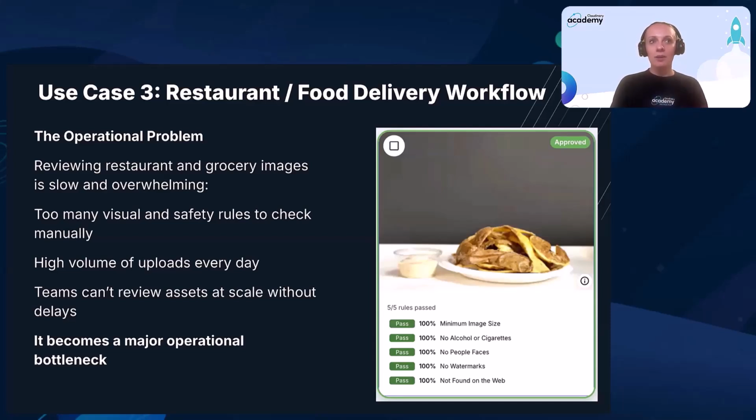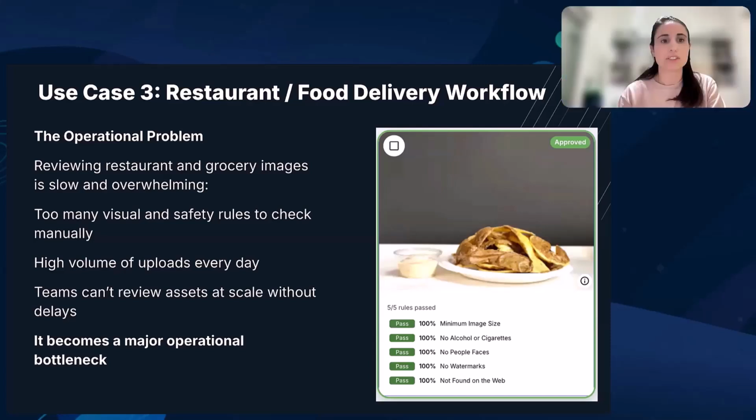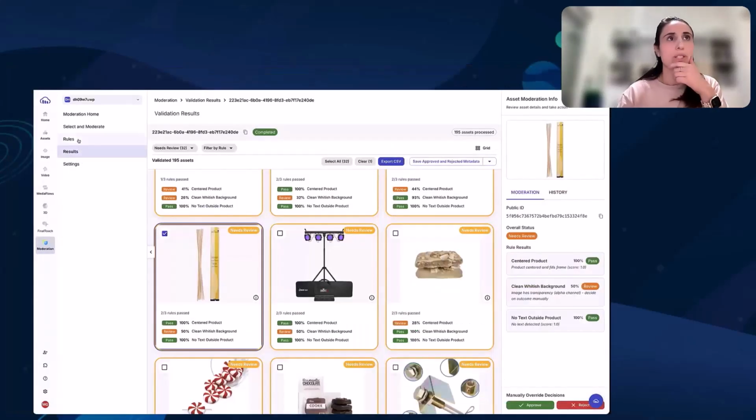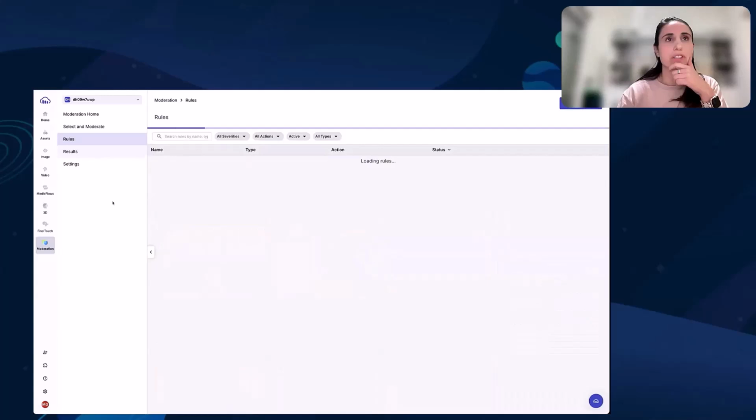So let's now talk about the restaurants and food delivery workflows, where the moderation comes in, and what they usually want to check about their assets. Sure. So let's first go into the rules and see all the rules that we are checking for them.